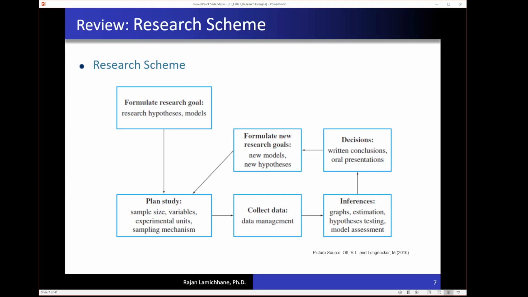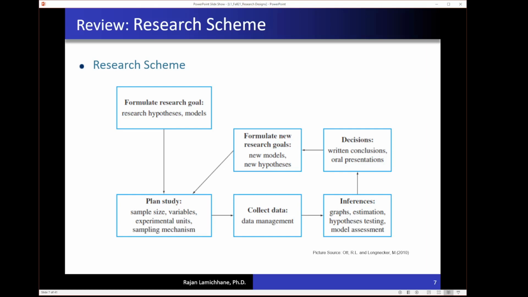And when you're planning the study, at that time you need to know what sample size you need, what kind of study variables you want to collect, what the experimental units are, and what the sampling mechanism is, whether you are collecting the sample randomly, or just taking the data from the data warehouse, or doing a survey or any convenience sampling such as interviews and other things.